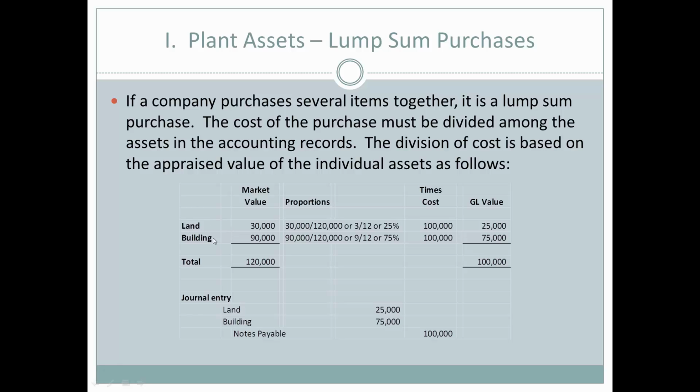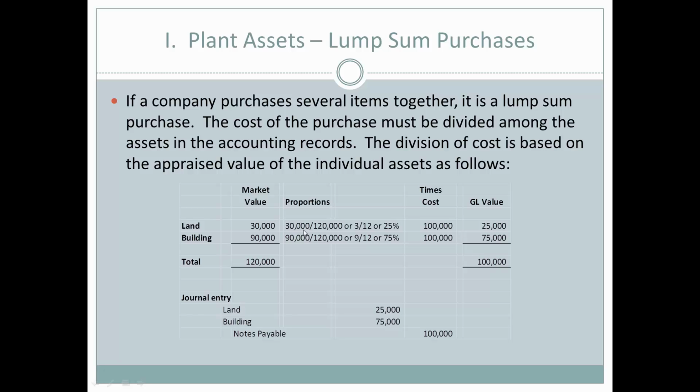In this instance, we're using land and building. The land was appraised at $30,000, the building at $90,000. So the total appraised value of what the company is purchasing is $120,000. Now, the company is purchasing it at $100,000, so it's getting a bargain purchase. But how do we take this $100,000, which they are using to purchase the land and building, and divvy it up amongst what should be in the records for land and what should be in the records for building?